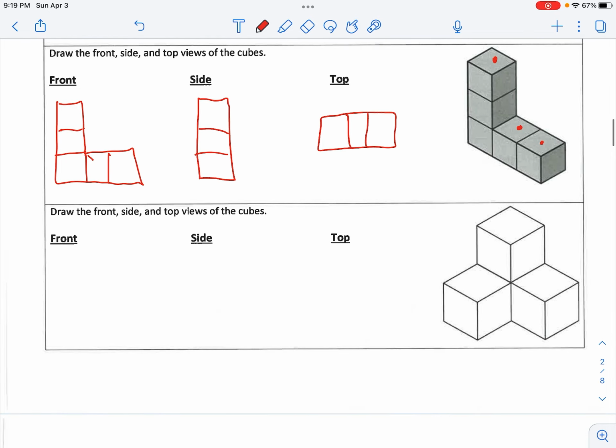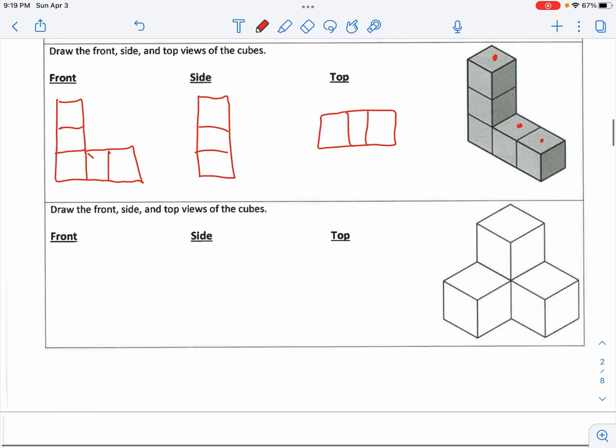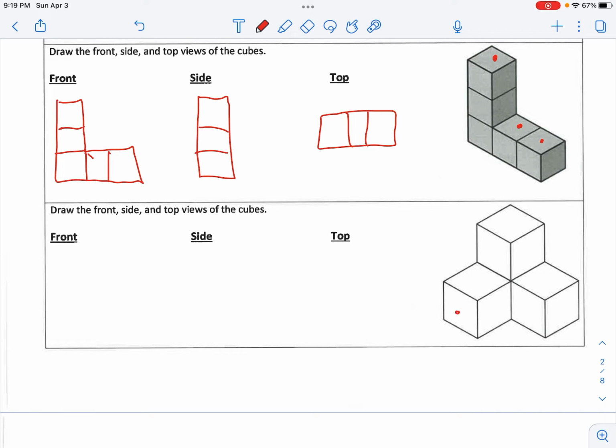Next, try this on your own. Pause the video and then unpause it when you're done. If I am looking at it from the front, I'm going to see this one, and this one. So that would look like that with one right there. That's what that one would look like.